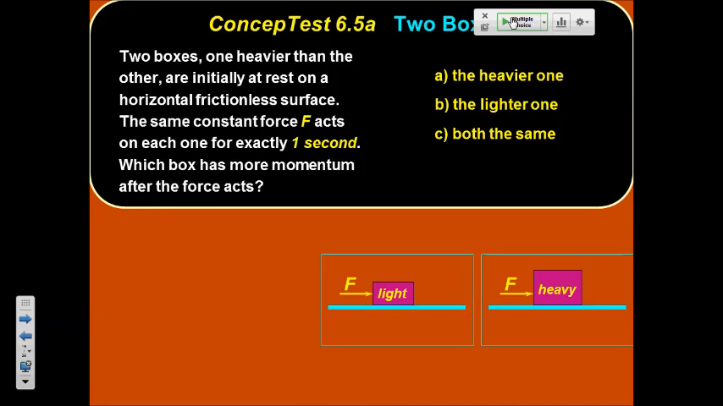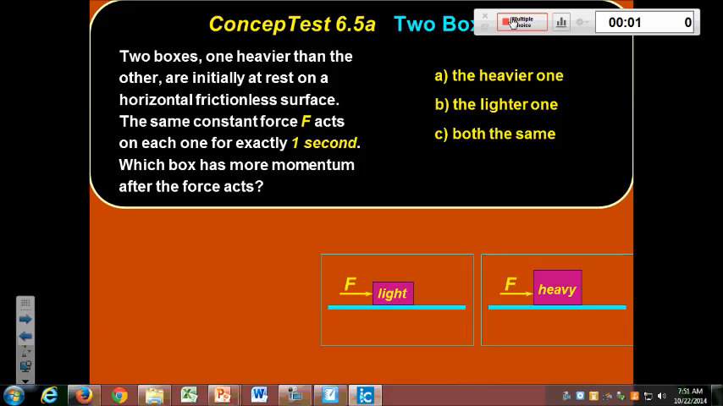All right, 2 boxes, one heavier than the other, are initially at rest on a horizontal frictionless surface. The same constant force F acts on each one for exactly 1 second. Which box has more momentum after the force acts? Same force, same amount of time. Which block will find it has more momentum after the force acts?